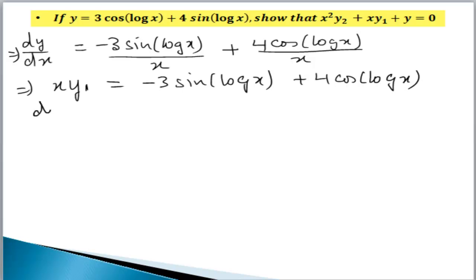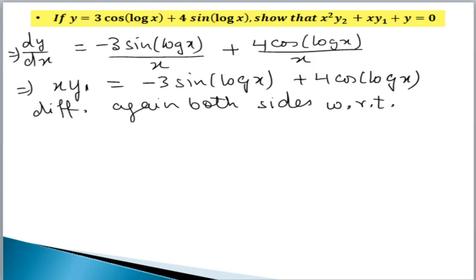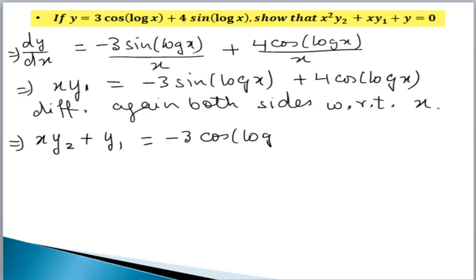Now differentiate once more. Differentiating again with respect to x, so both sides we are differentiating with respect to x. Now left hand side, if you see two functions are getting multiplied, so we need to apply product rule. So keeping x as it is, derivative of y1 will be y2. Then keeping y1 as it is, derivative of x is 1. Now on the right hand side, we have minus 3, which multiplies with derivative of sin log x, which will be cos log x. And then derivative of log x will be 1 over x.